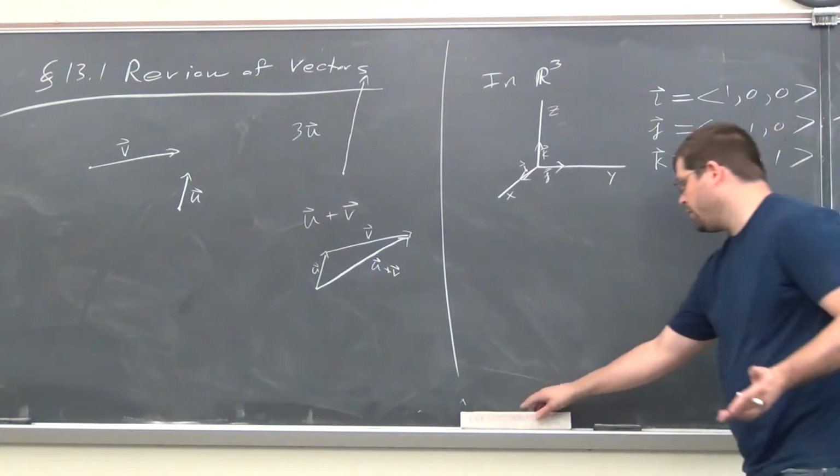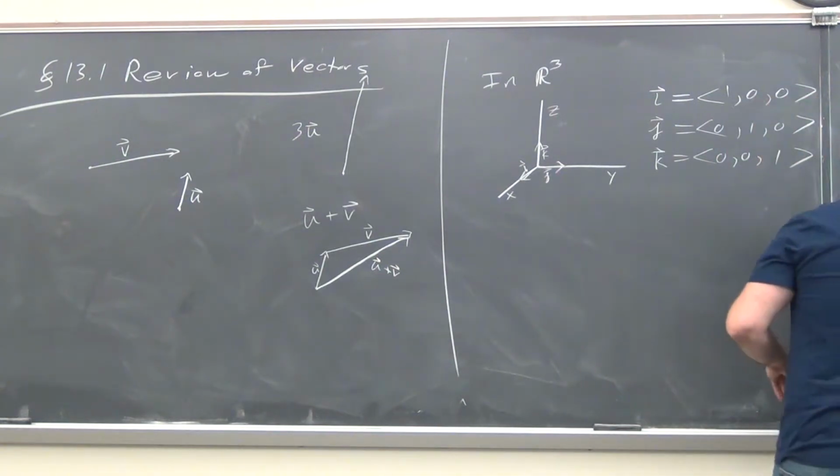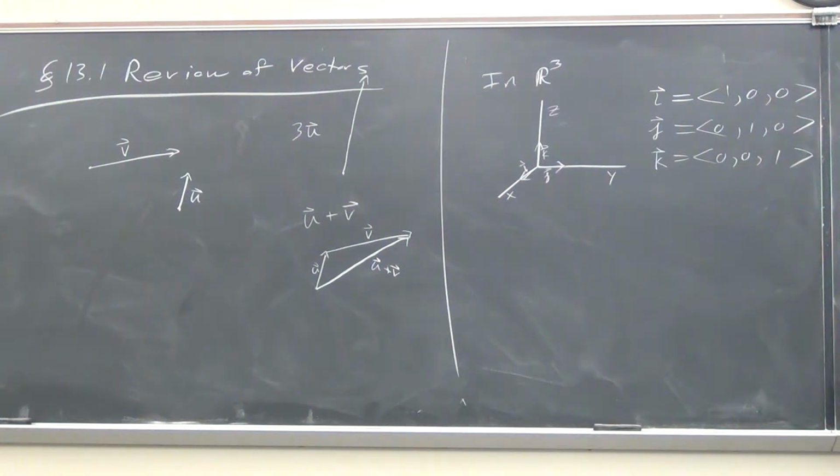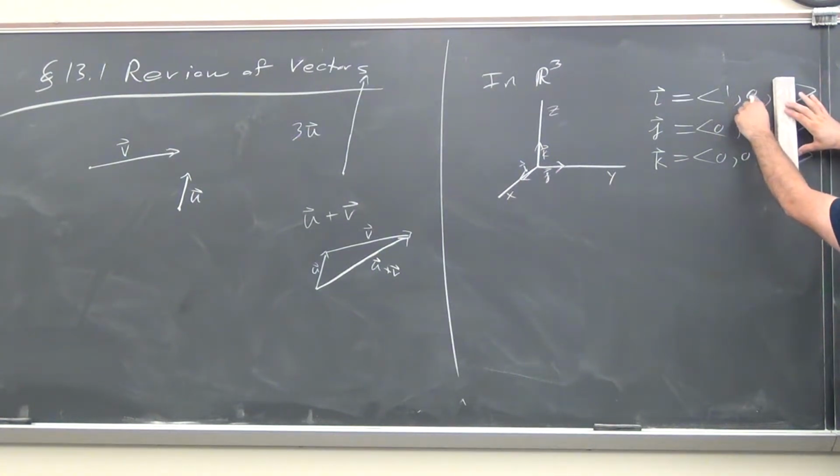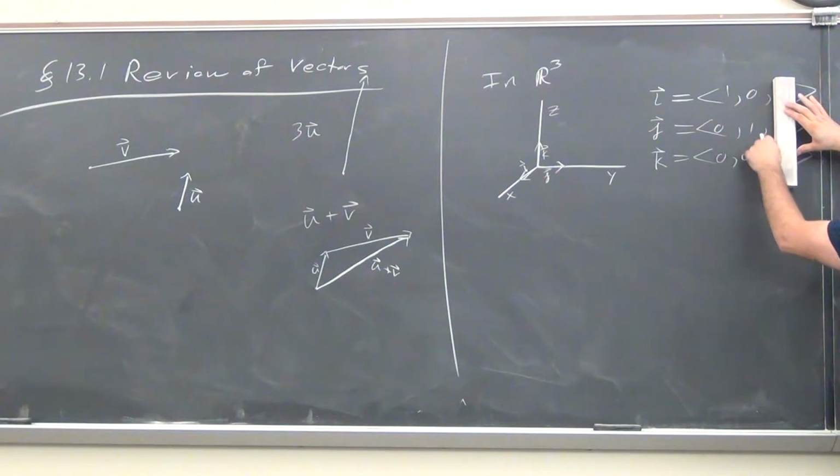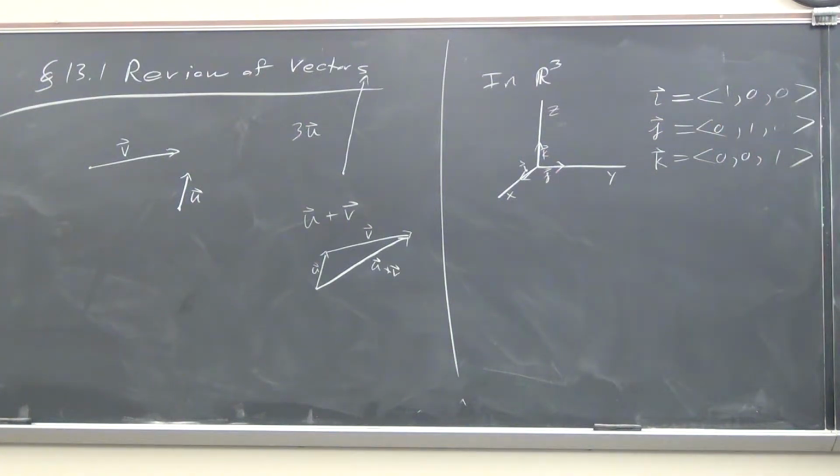And so we write vectors in different ways. If I'm in 2-dimensional space, I drop off my z components, and so i is still 1, 0, and j is still 0, 1 in 2-space. Hopefully that's not too difficult.